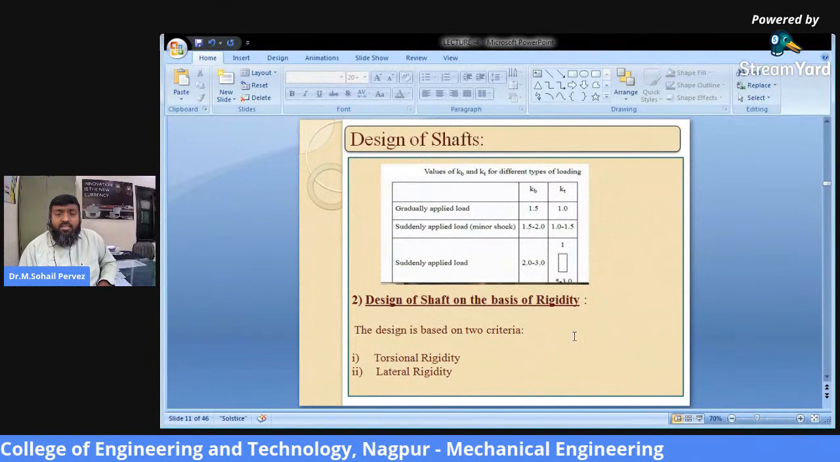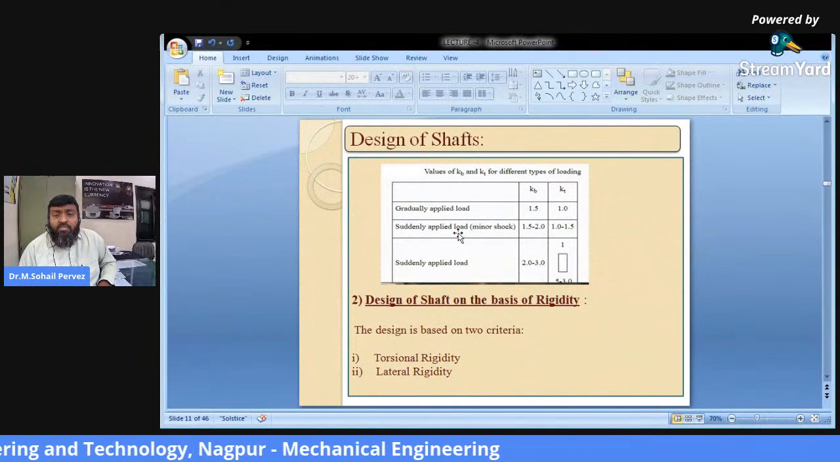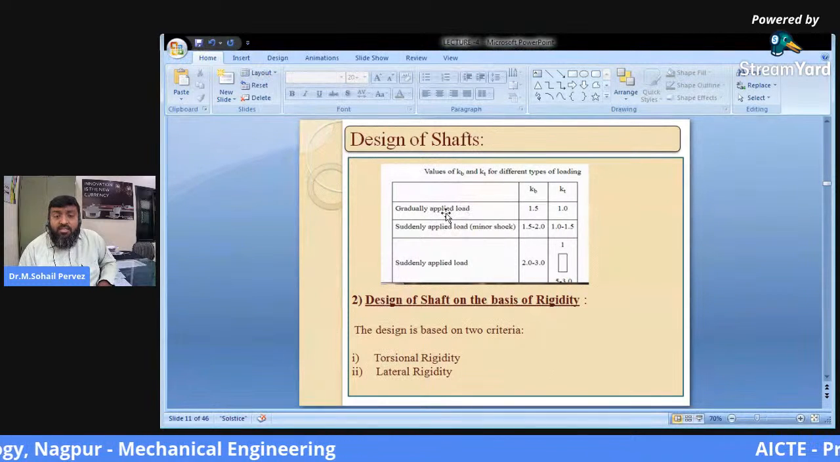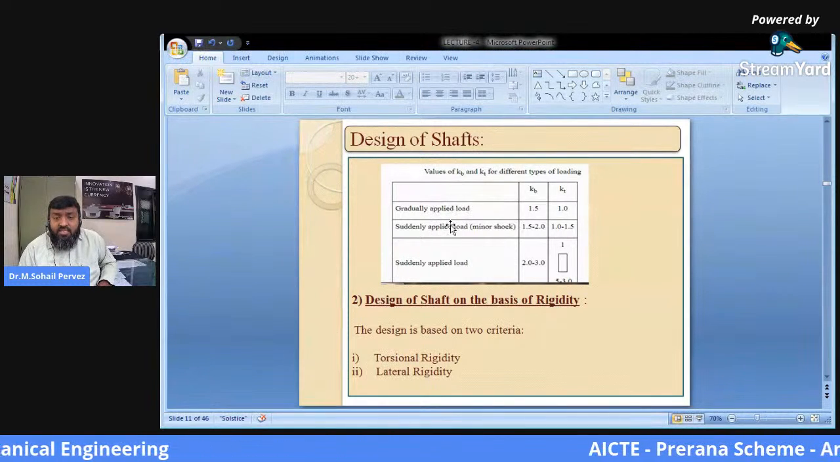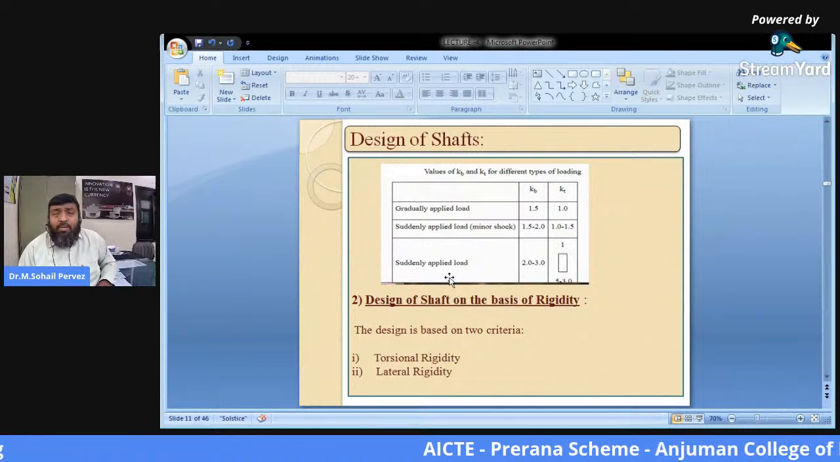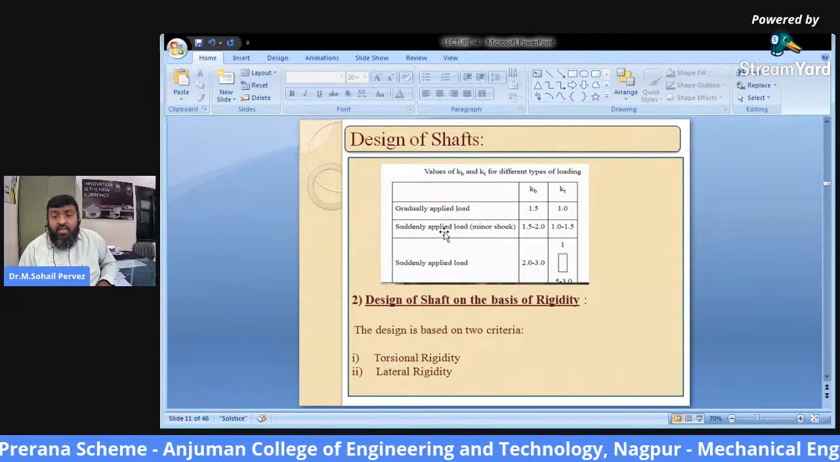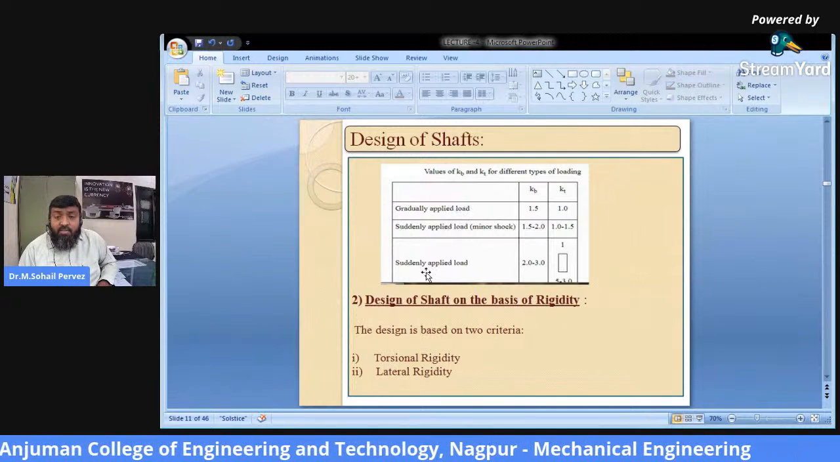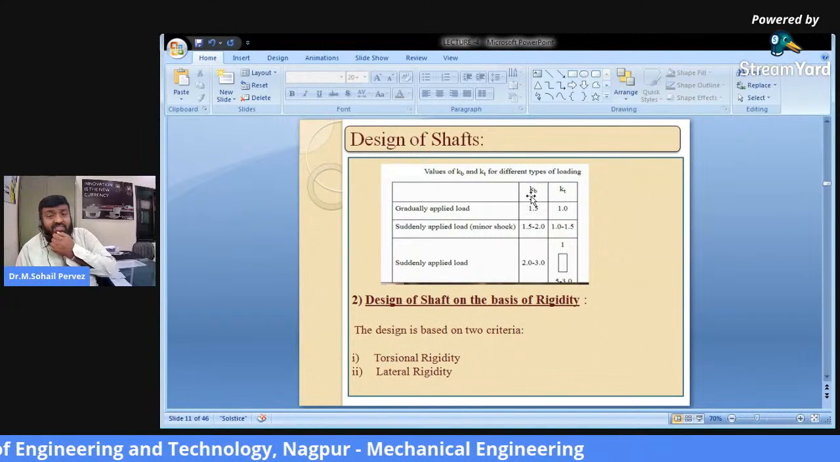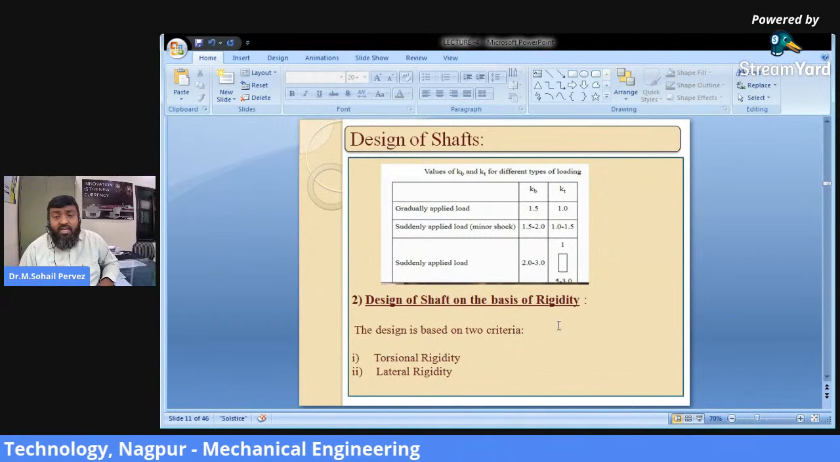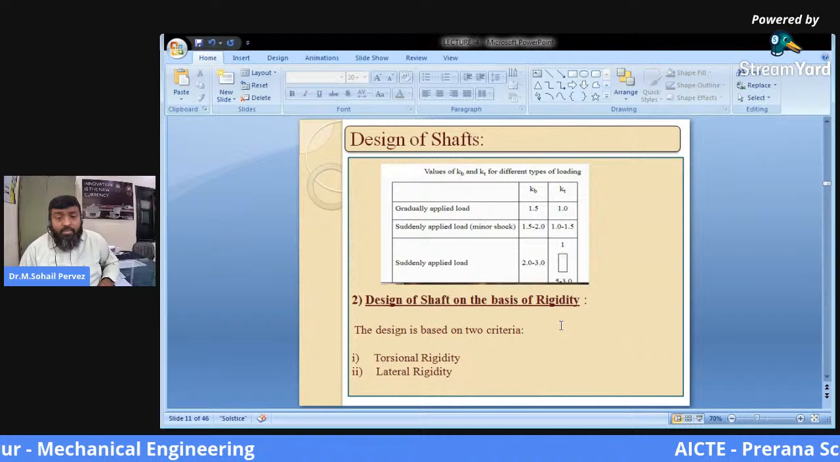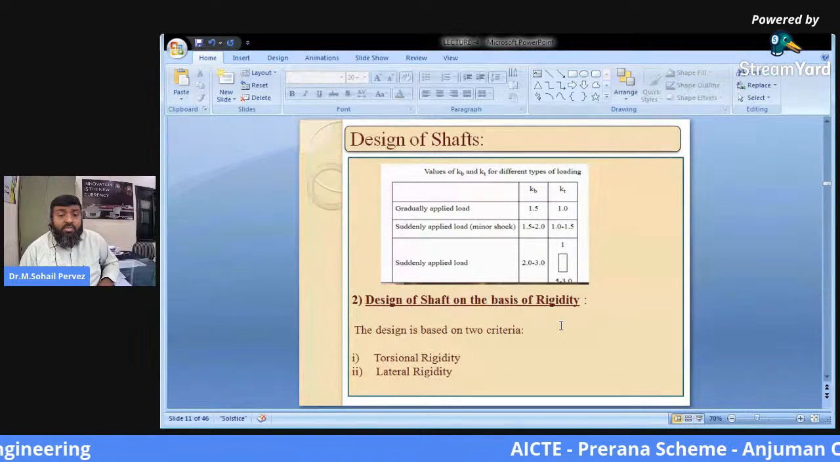The next, these are some values for KB and KT if the load applied is gradual, because this is the classification that depends on the nature of application where we are applying these shafts. So gradually applied, suddenly applied with minor shock, and suddenly applied with heavy shock. In that case, the value of KB and KT may be directly considered from the table, the data book table.